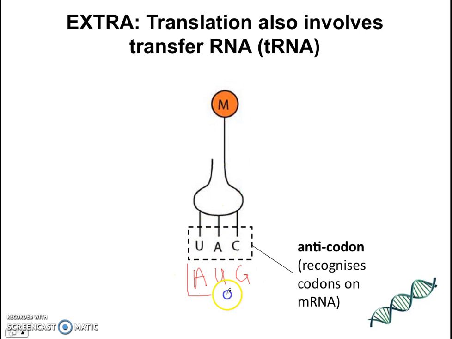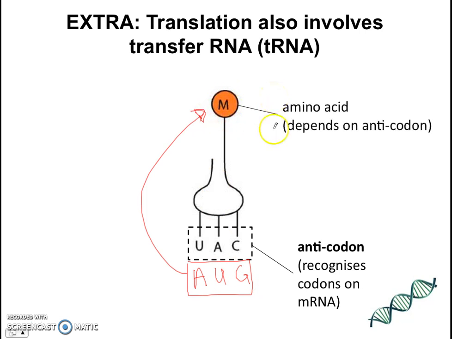So AUG codes for the amino acid M, right? That's according to our genetic code. So this tRNA's job is just to specifically recognize this codon, and it will always be attached to an M amino acid because this is its anticodon. So it needs to use this anticodon, recognize this codon, and bring the correct amino acid.